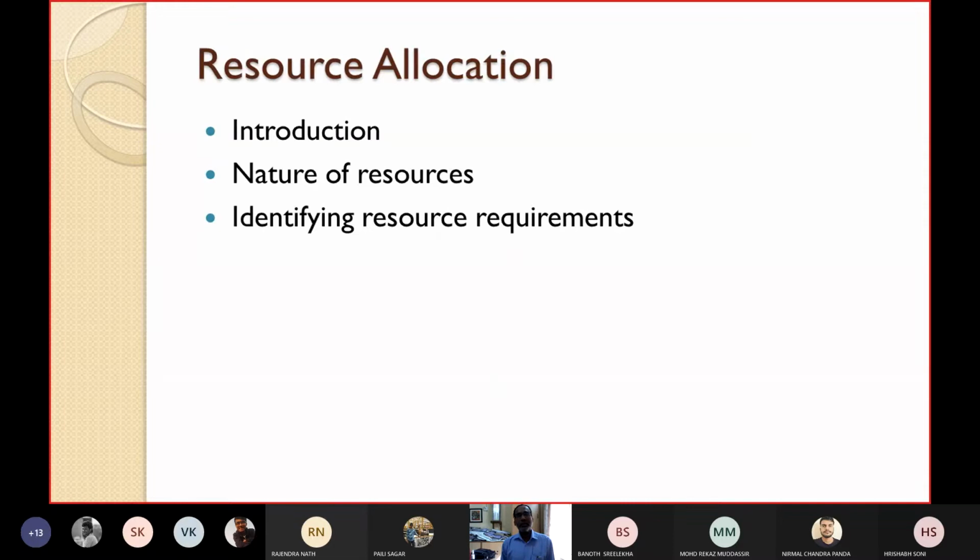Today we'll discuss how to allocate the resources. First we'll have a little introduction to resources. Then the nature of resources, and we'll discuss identifying the resource requirements, or identifying resource needs. Okay, so let's start with the introduction.